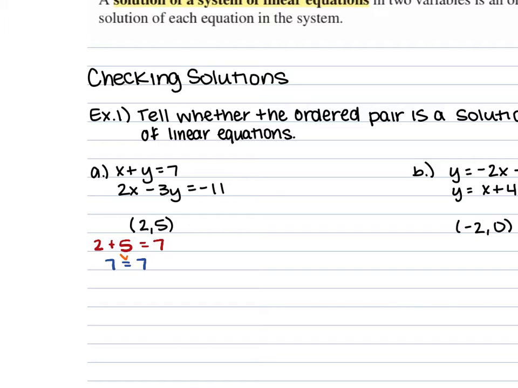Try the 2x minus 3y is equal to negative 11 now. If we plug in that 2 for x, we're going to have 2 times 2 minus 3 times y, which is 5, is equal to negative 11. The 2 times 2 gives us 4. The negative 3 times 5 is negative 15. The 4 minus 15 gives us negative 11, and that is equal to negative 11. So that 2, 5 is a solution.